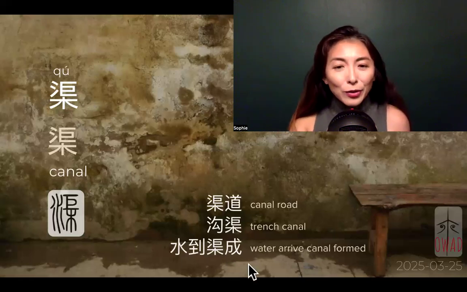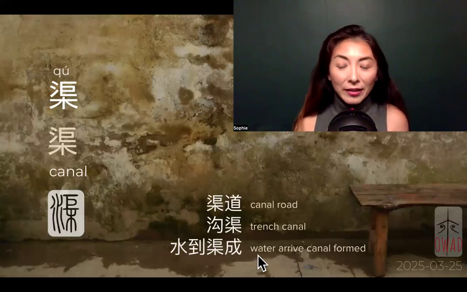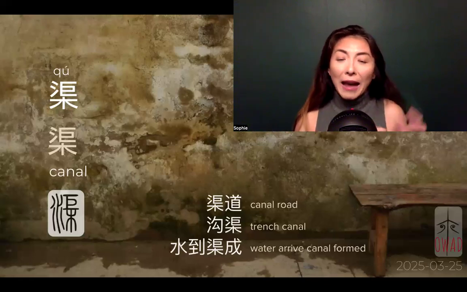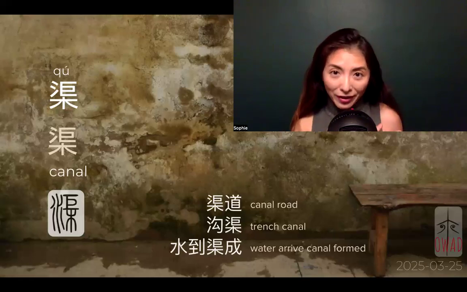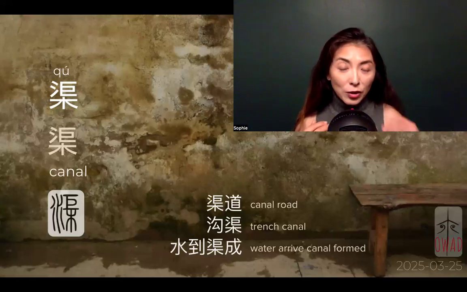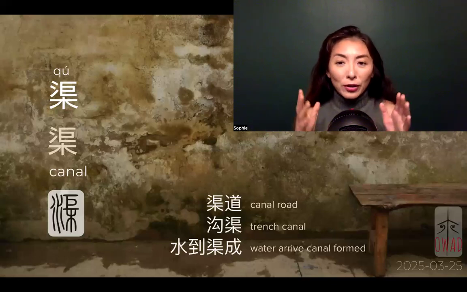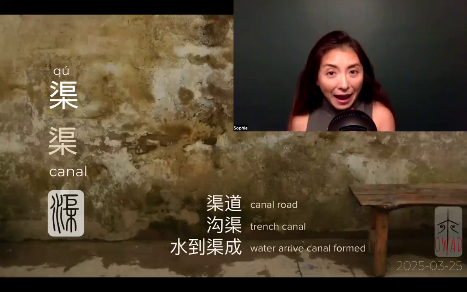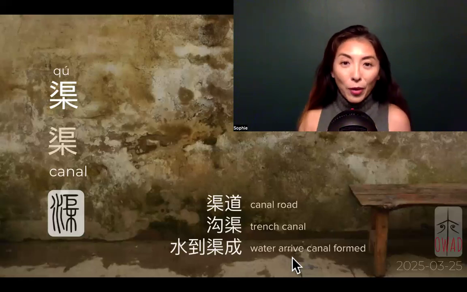Okay, 水到渠成, we use the water. When the water arrives, then the canal is going to be formed. So there is a time sequence there. You first have to have water, and then you're going to build the canal for that water. So water represents your energy, your intention. When you flood your energy, pouring yourself into a certain direction, right? Then you're going to carve out that path for you. So this is almost like a trailblazing concept, except we're using water.